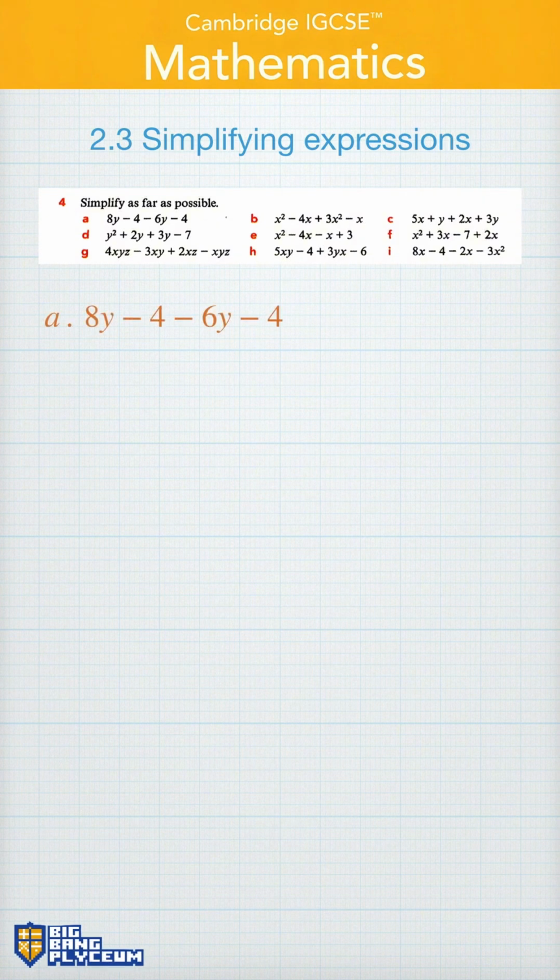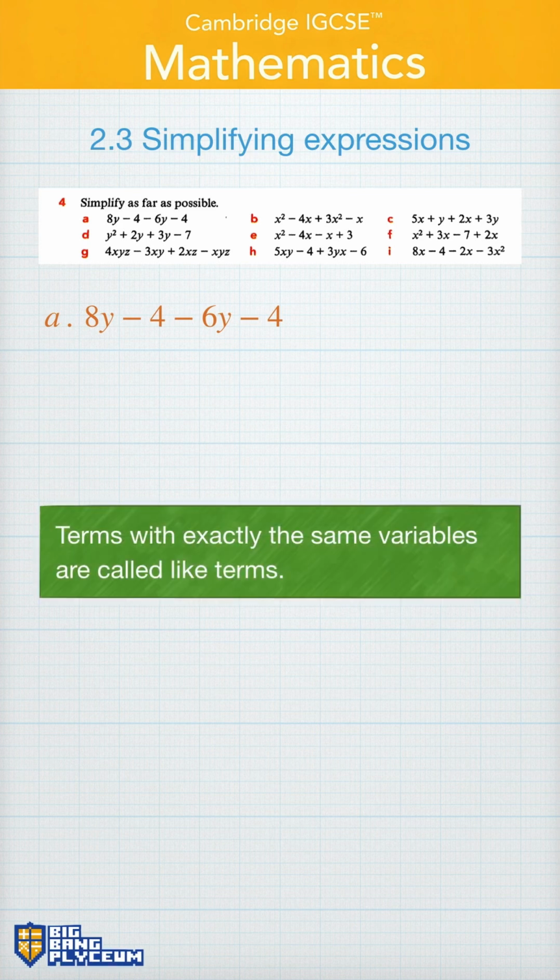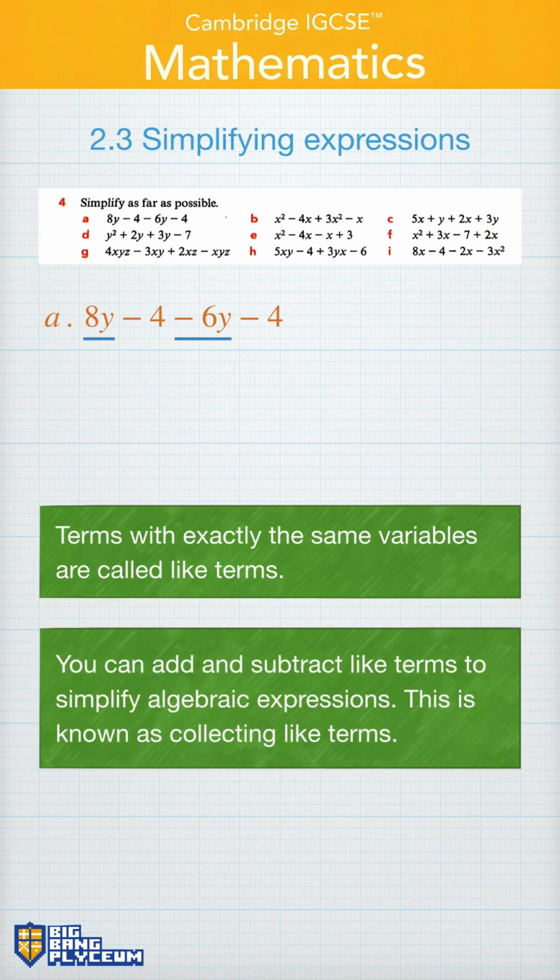Number A, we see the expression 8y minus 4 minus 6y minus 4. Well, terms with exactly the same variables are called like terms. For example, in these 4 terms, which 2 have the same variable? Of course, 8y and minus 6y, right? They both have y as the only variable here. And then let's try adding and subtracting these 2 like terms to simplify algebraic expressions. And this is known as collecting like terms, which will be very often used in the future, okay?